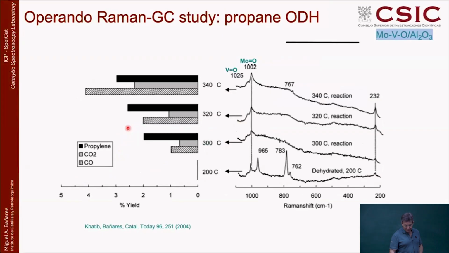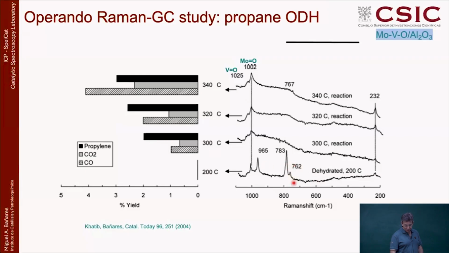When we make the operando study of this catalyst during reaction, what is happening is interesting. This is a catalyst that we are running as we increase the temperature. So basically at 200 degrees there is no reaction. And then as you increase the temperature, 320, 340, the catalyst is working. You are getting some CO, CO2, and propylene, which is your target.